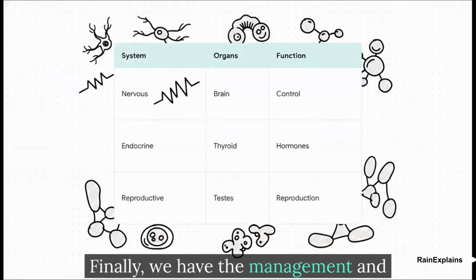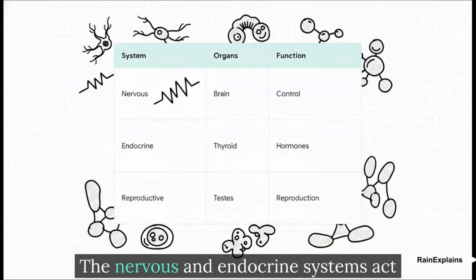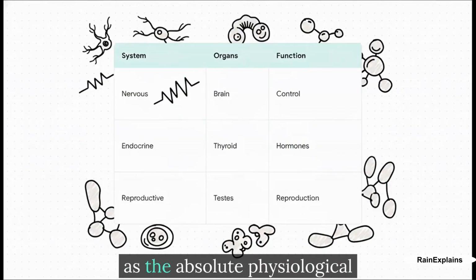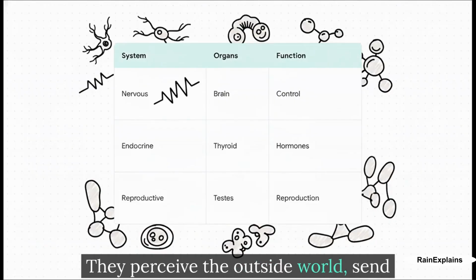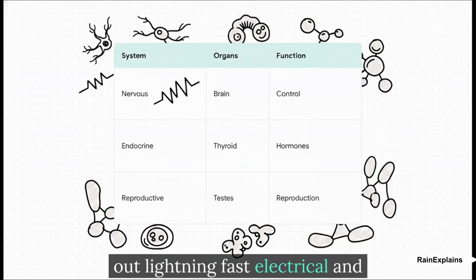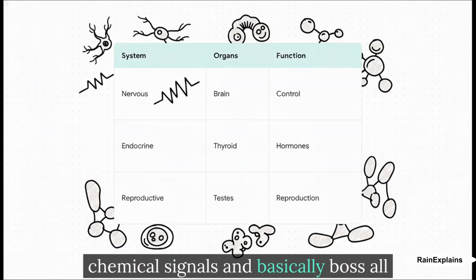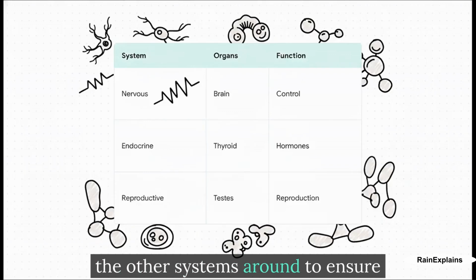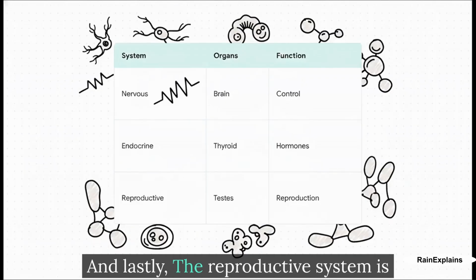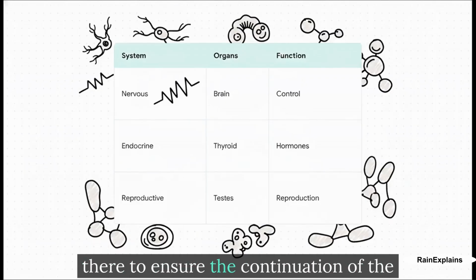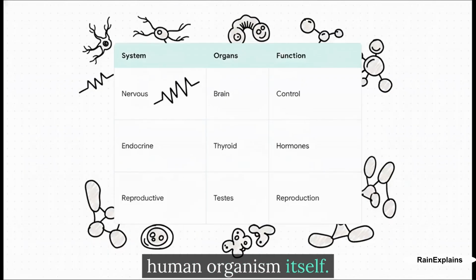Finally, we have the management and legacy systems. The nervous and endocrine systems act as the absolute physiological masterminds. They perceive the outside world, send out lightning-fast electrical and chemical signals, and basically boss all the other systems around to ensure homeostasis is maintained. And lastly, the reproductive system is there to ensure the continuation of the human organism itself.